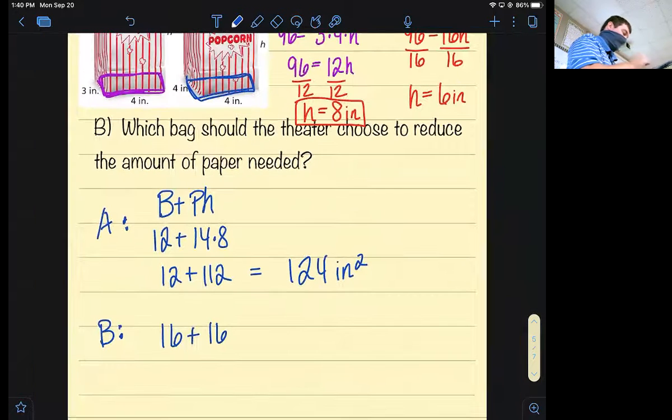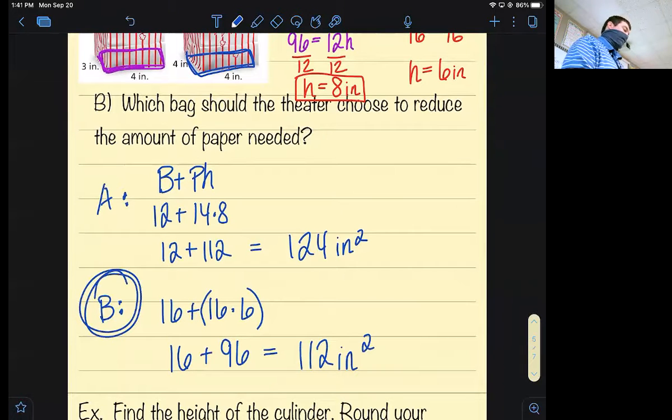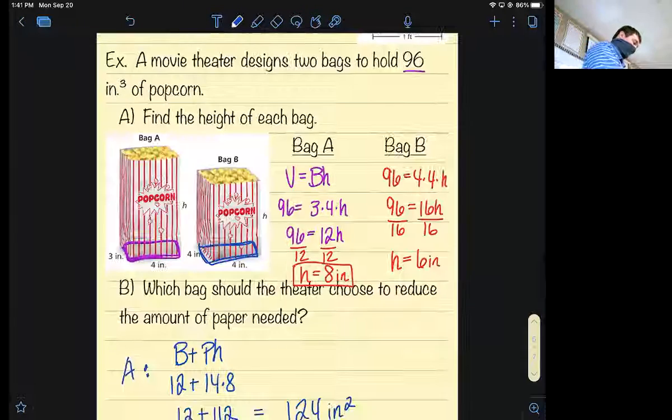That only happens for that square right there. And then I'm going to times that by its height, which Jimmy said was 6. So 16 times 6 is going to give us 96. 96 plus 16 is, anybody? 112. So is there a bag that uses less paper? Yeah. It's bag B. So if I'm the movie theater owner, I'm going to go with bag B, which actually you guys told me that's the one you'd prefer, right? Yeah, perfect. Okay. So bag B.